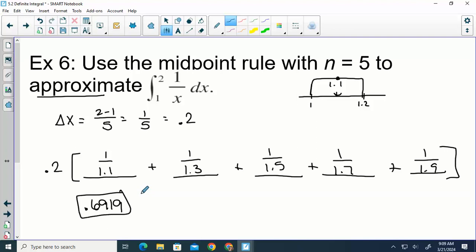Any questions on this? So is that the true area? No, it is an approximation of the area. We don't know if it's higher or lower than the actual. Alright.